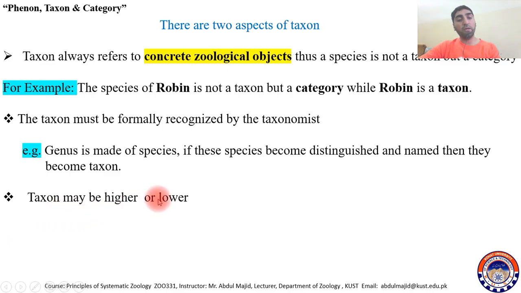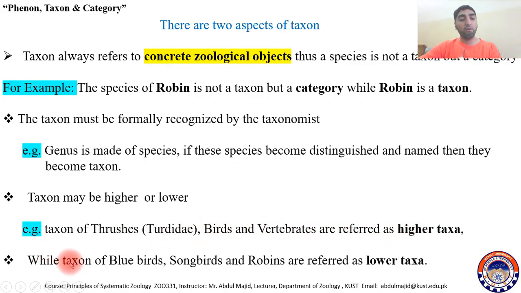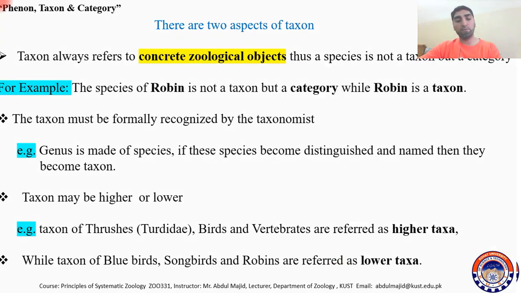So a taxon may be a higher or lower taxon. When you go up in the hierarchy classification, for example, a vertebrate is a higher taxon, and if you come to the robin, robin is a lower taxon. So for the taxon of thrushes, Turdidae is the name of the family. Birds and vertebrates are referred to as higher taxon because they are at a higher level, while taxa of bluebirds, songbirds, robin, these are referred to as lower taxon because they are in the lower categories.